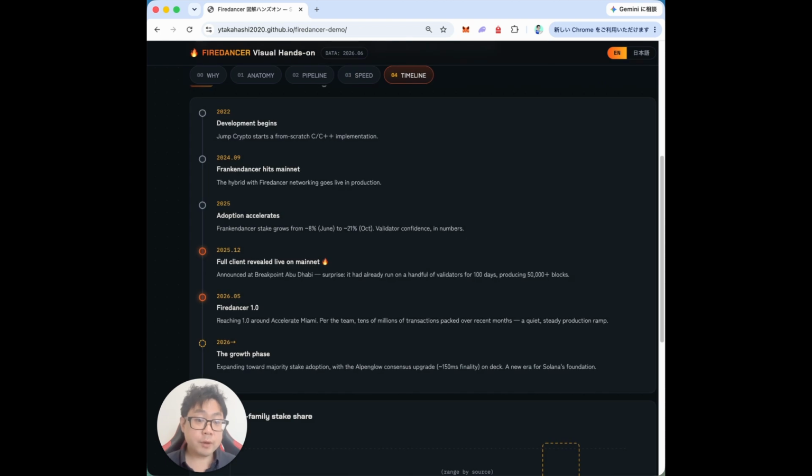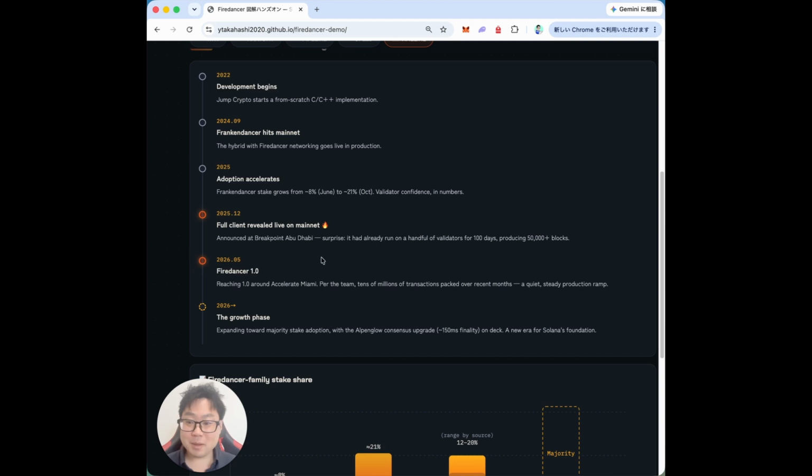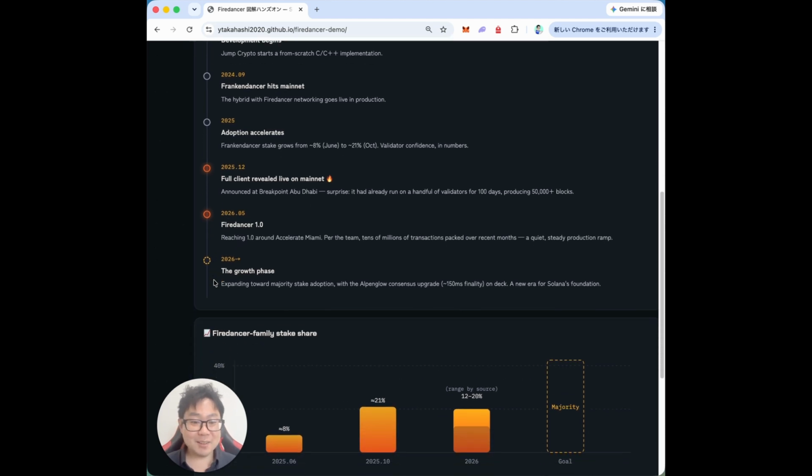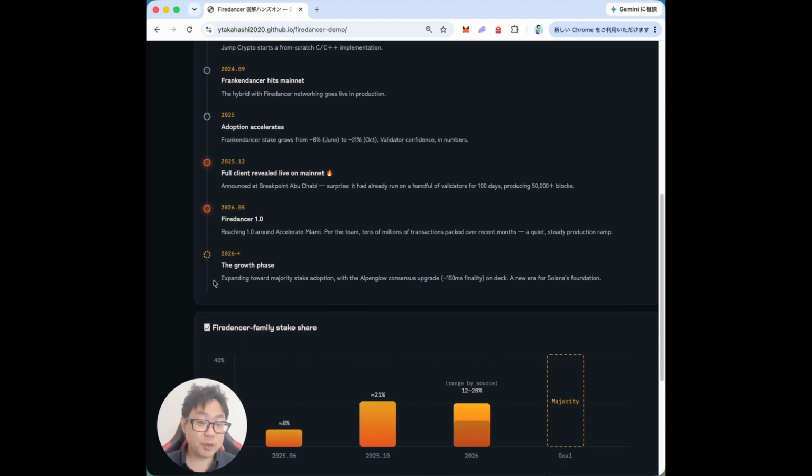And finally, let's look back at the journey so far. Development started in 2022, and in December 2025, it was announced that Firedancer was live on mainnet. Then, in May 2026, it reaches Firedancer 1.0, and now it's expanding toward majority stake adoption.